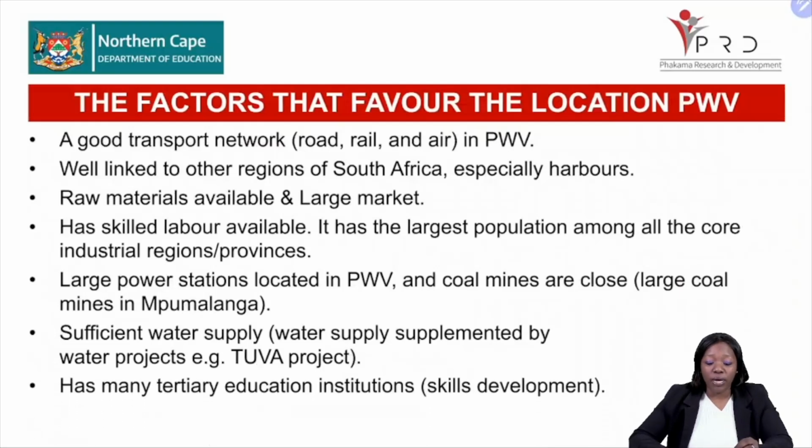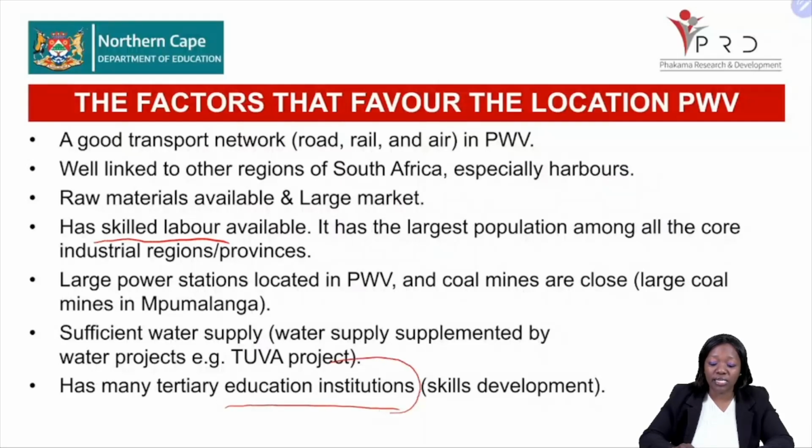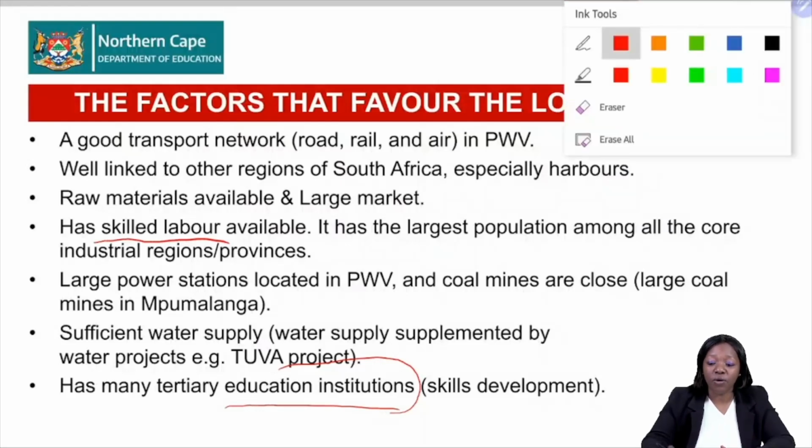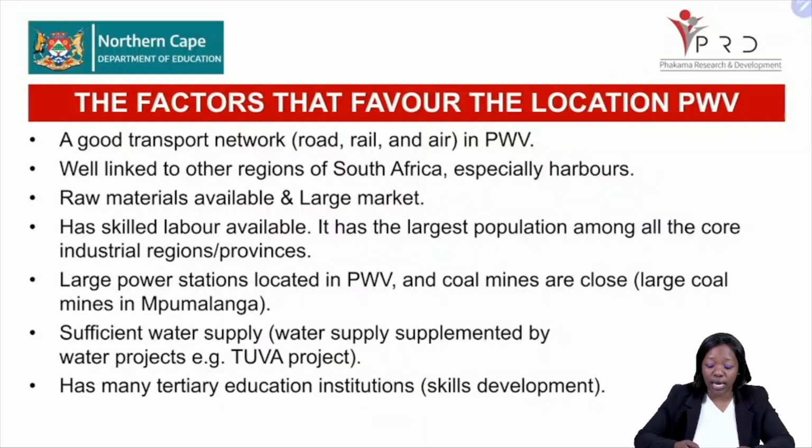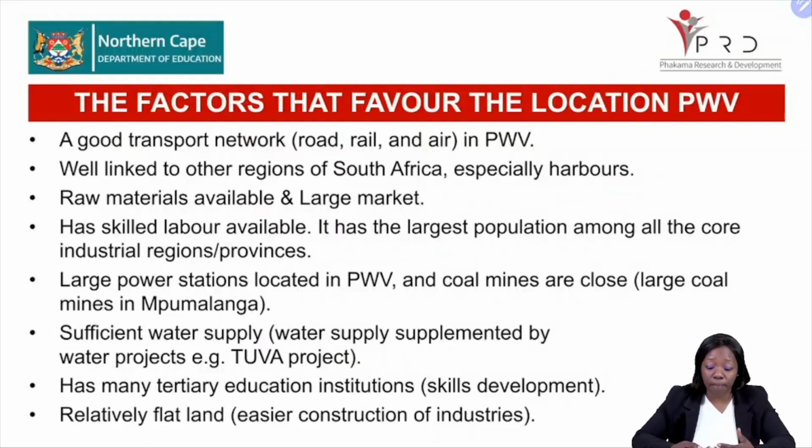So we're also looking at the fact that it has mainly tertiary education institutions. We're talking about the universities, the colleges, the training facilities that are found in this region. This makes for skilled labor, because as soon as they are done or they've graduated from these institutions, they're also looking for employment locally, so industries do not suffer when it comes to the labor force. And they benefit because they get skilled people because of the universities that are offered in this region.